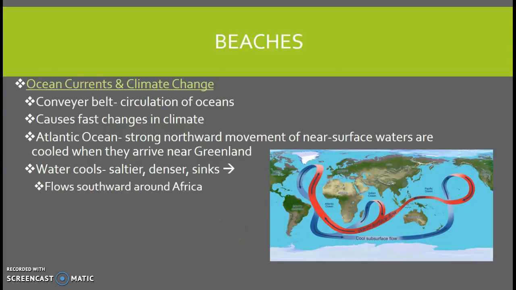We've got the Atlantic Ocean, which has a strong northward movement of near-surface waters that are cooled when they arrive near Greenland. And then the water cools, which makes it saltier and denser, which makes it sink, and then flows southward around Africa, as you can see right here.